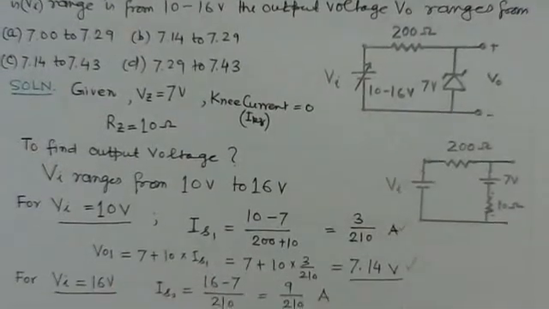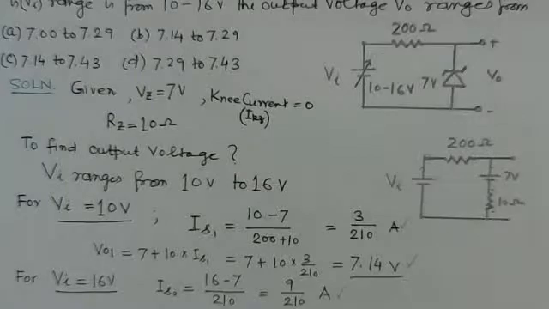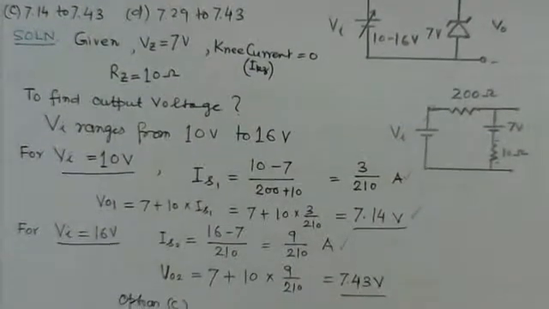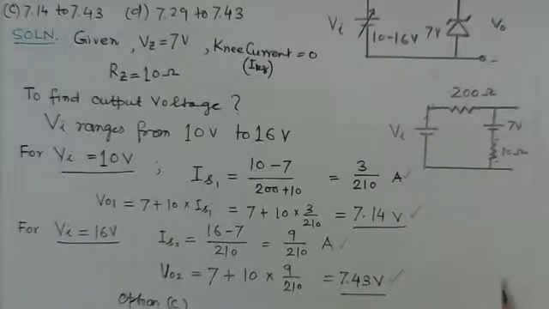Now the highest value of the input voltage is 16 volts. If we apply 16 volts, the IS2 current will be 16 minus 7 over 210. So this gives 9 by 210 amperes. And if we find the output voltage for this, VO2 will be 7 volts plus 10 into 9 by 210. This gives me 7.43 volts.